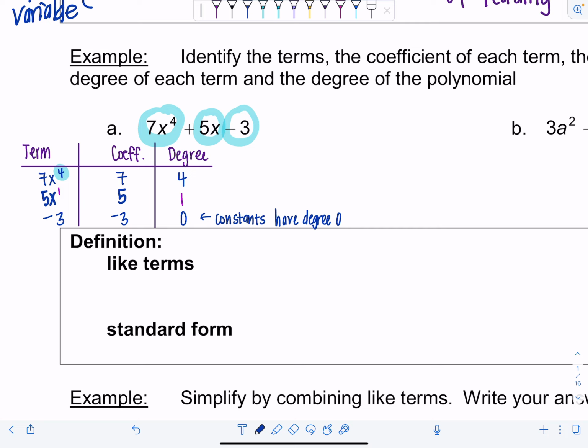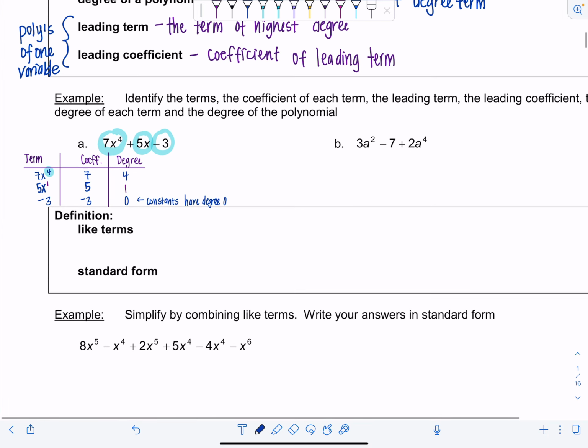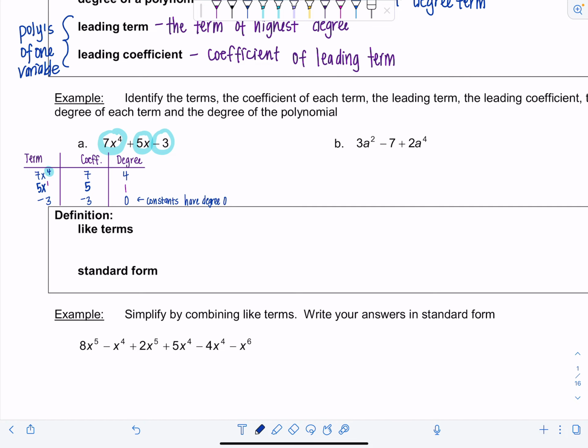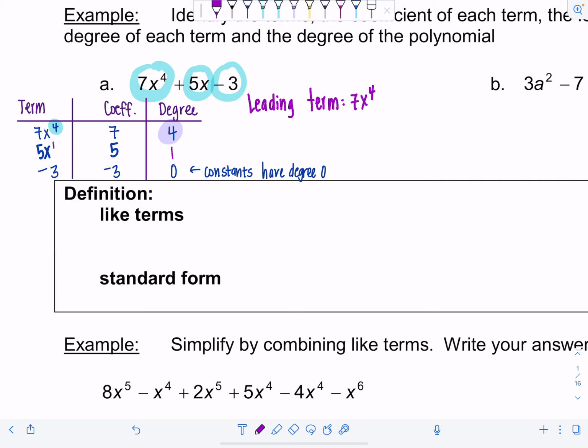Now, it asked us for a few other things. What did they want, these people so demanding? They want the leading term. The leading term is the one that has the term with the highest degree. So right here, the term of highest degree was 4. So the leading term is 7x to the 4th.